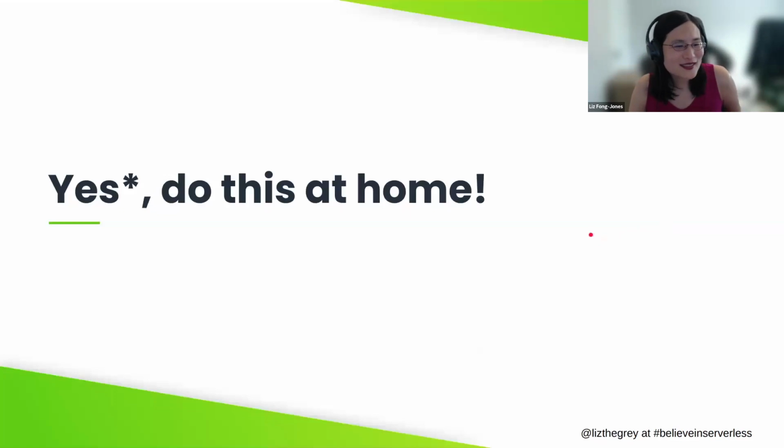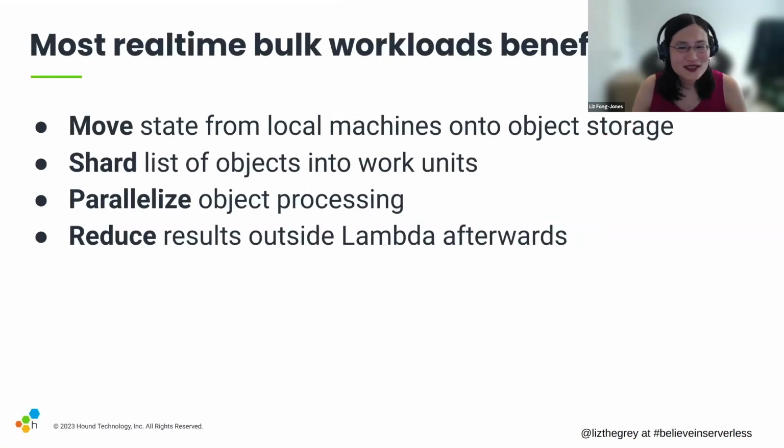So, yes, do this at home with some asterisks. Workloads that are batch processing can very successfully run on Lambda. If you have state that's been moved off of local machines onto S3, you have the ability to create work units. I understand there is a batch processing Step Functions-like thing that will handle this map producing for you, which is cool. But at the time, we wrote it ourselves.